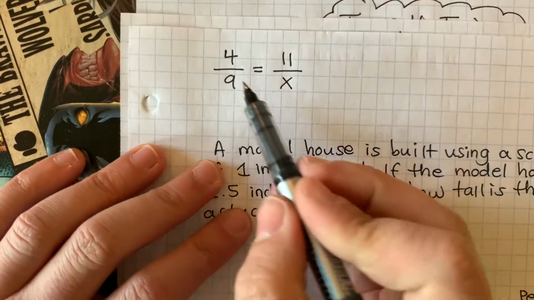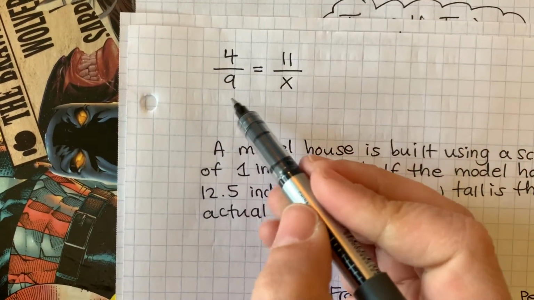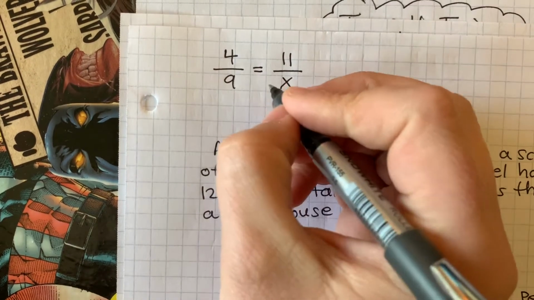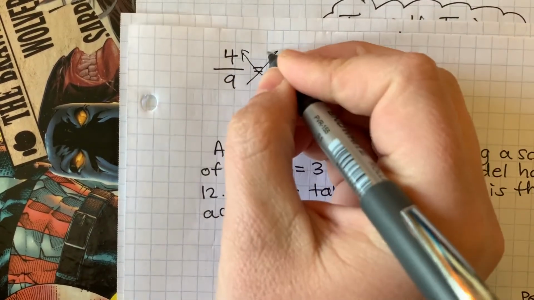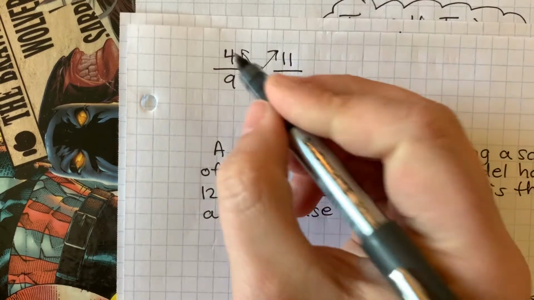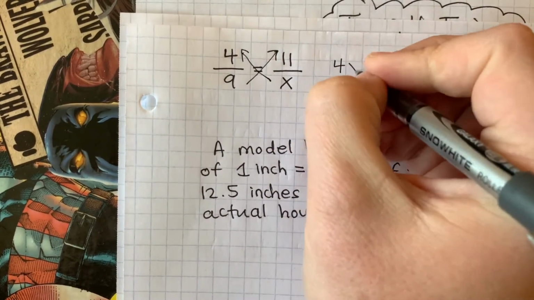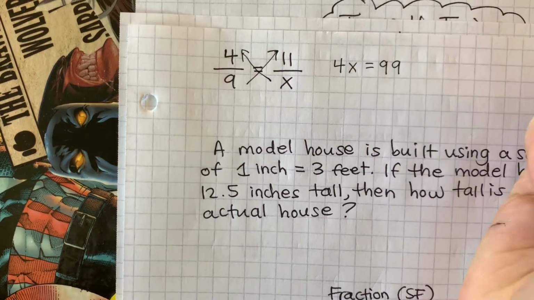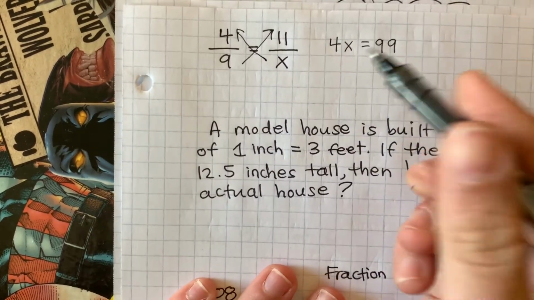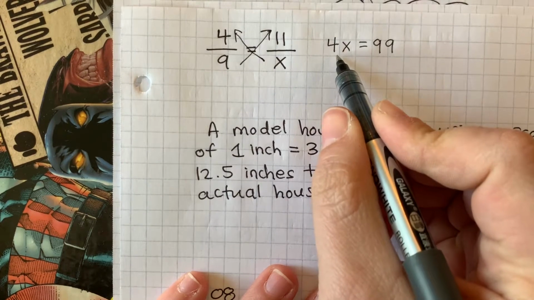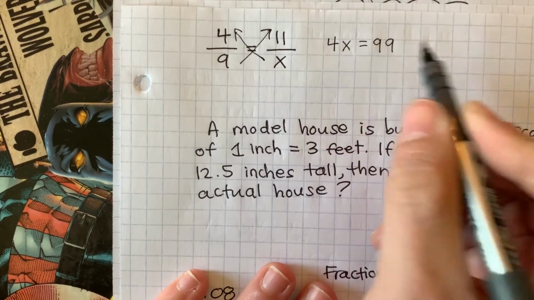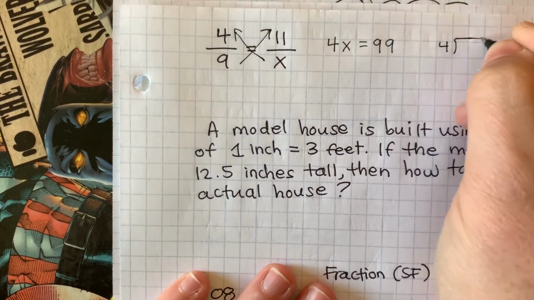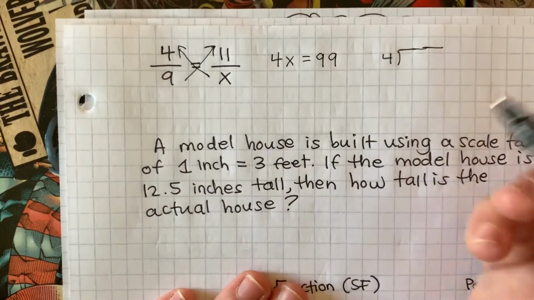All right, last solving proportion problem. I'm not seeing a relationship and I can't simplify. So here I'm going to use cross multiplying. 4 times x is 4x and 11 times 9 is 99. So right away I know I'm going to have a decimal in my answer. Now I'm going to divide because 4 times what is 99? I don't know. I'm going to need to do the division.